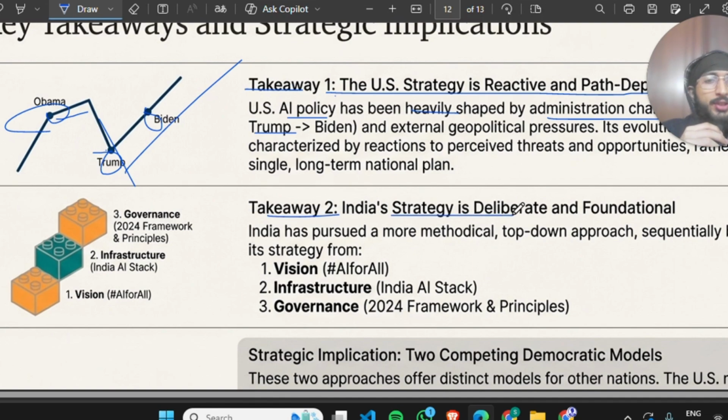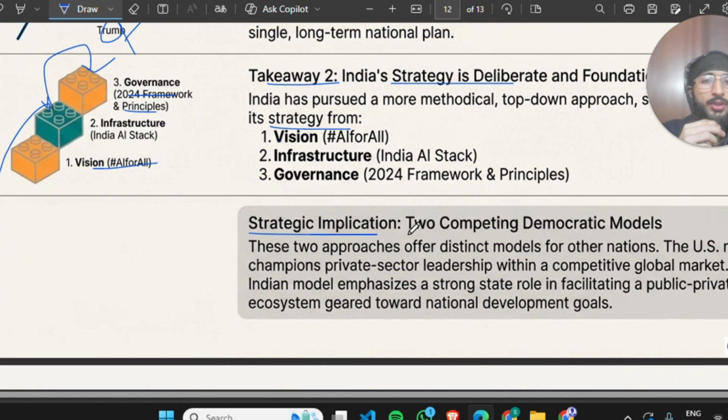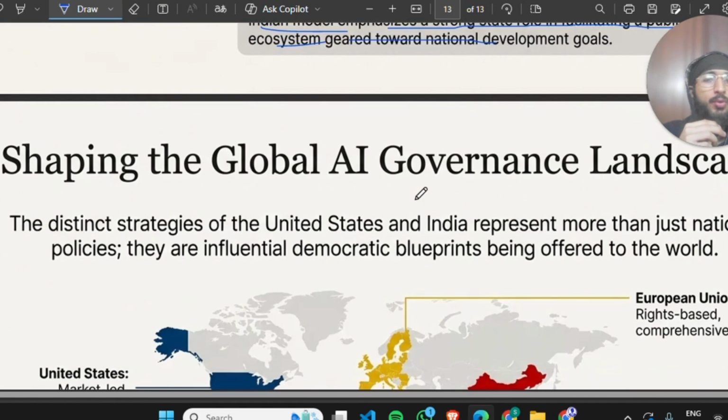Takeaway two is that India's strategy is deliberate and foundational. India has pursued a more methodical top-down approach, sequentially building its strategy from firstly the vision of AI for all, to infrastructure with the India AI stack, to governance with the 2024 framework and principles. Strategic implication: two competing democratic models. These two approaches offer distinct models for other nations. The US model champions private sector leadership within a competitive global market. The Indian model emphasizes a strong state role in facilitating a public-private ecosystem geared towards national development goals.